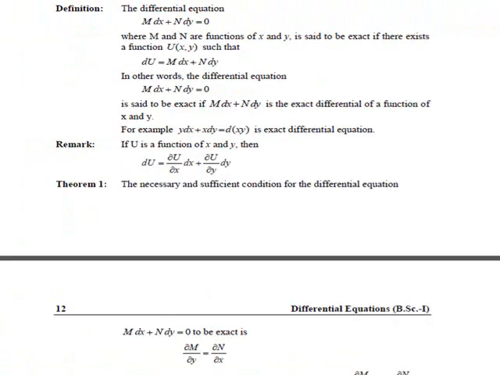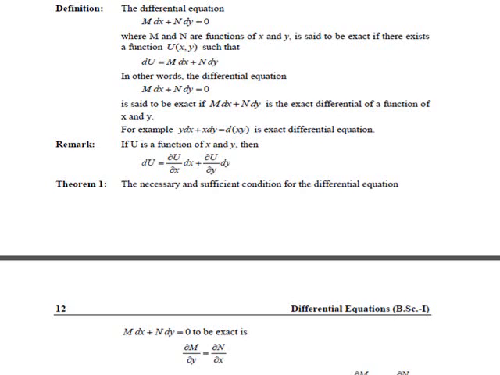Now the next term which we have to explain is what is meant by an exact differential equation. A differential equation of the form M dx plus N dy equal to 0, where M and N are functions of x and y, is said to be exact if it is exactly differentiable with respect to x and y. That means M dx plus N dy equal to some du, where u is a function of x comma y. What is du? By the definition of total differentiation, it is given by del u by del x dx plus del u by del y dy.